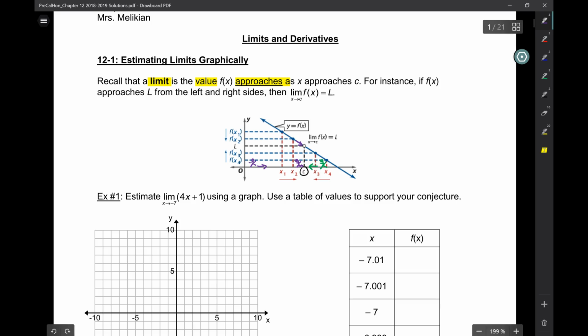The guy on the right, when he's very, very close to C, the Y values are increasing, and it looks like they're approaching a value of what? L as well, a Y value, right? So this is where it's very, very important to differentiate between our X values and our Y values. So listen to this one more time.